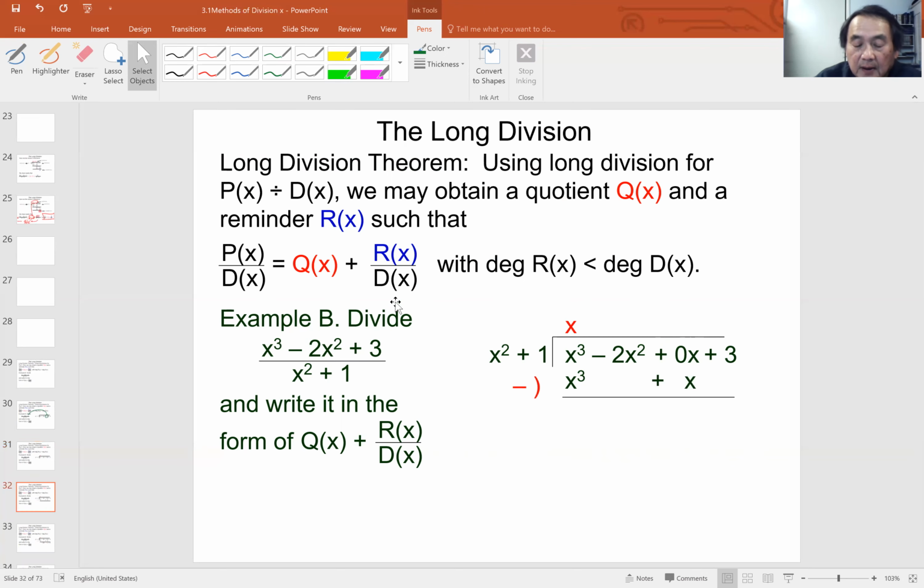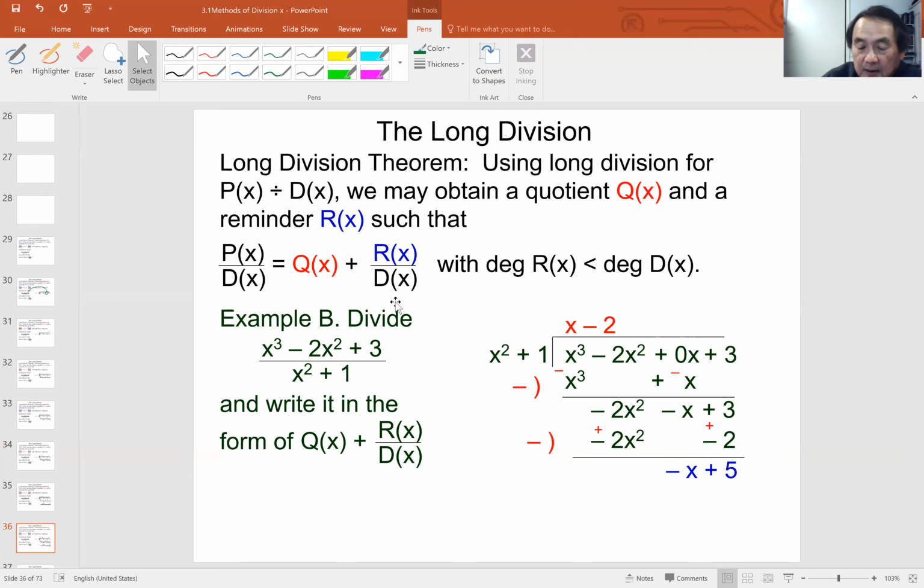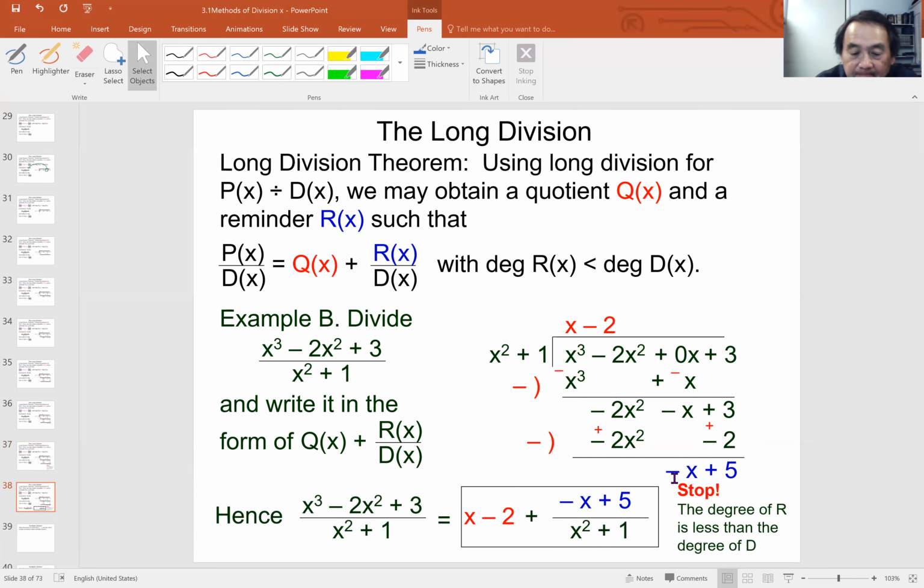So here we go. We start dividing, multiply and subtract. Then enter the quotient one more time, and then subtract one more time and stop. Why? Because the degree is 2 here and the degree is 1 here. So there's nothing I can put over here to multiply to make it become x. There's no number I can do that, no polynomial can do that. So this is how we write it into the mixed form.